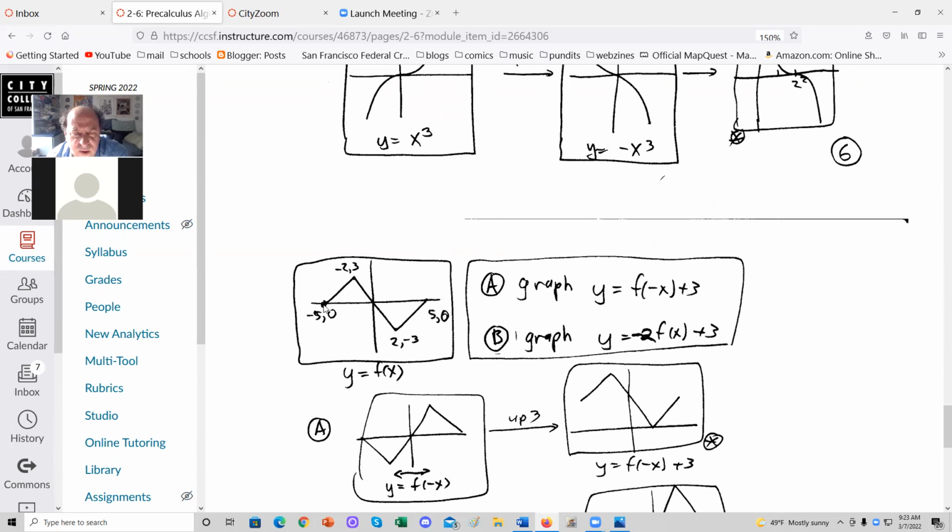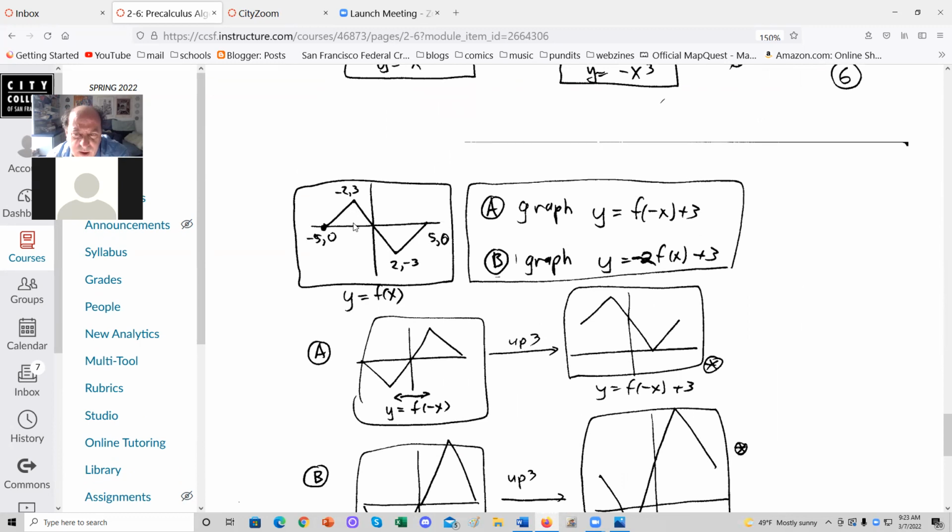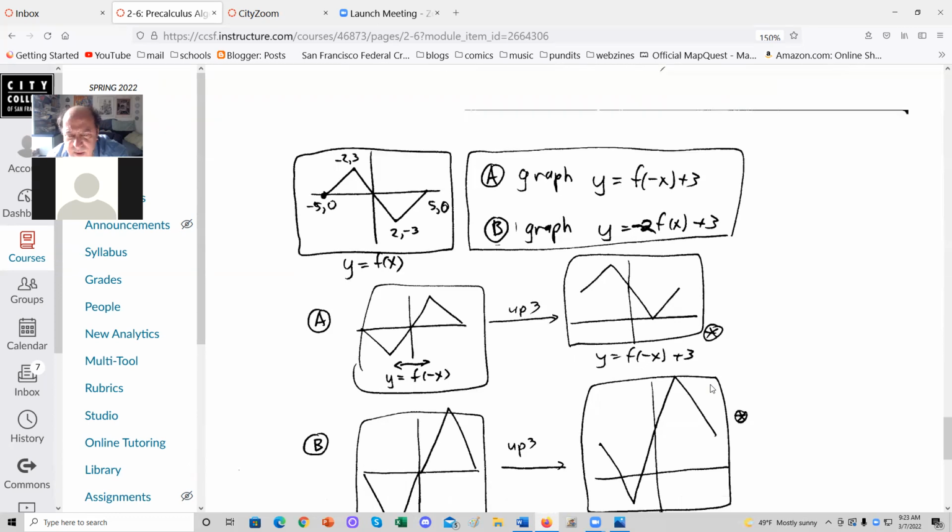Here we have a graph going from negative 5 by 0, negative 2 by 3, 0 by 0, 2 by negative 3, and 5 by 0. Graph y equals f of negative x plus 3, and graph y equals negative 2 f of x plus 3. Starting from here, f of negative x flips left for right from here to here, and up 3 moves it like this. So this is the graph of y equals f of negative x plus 3.